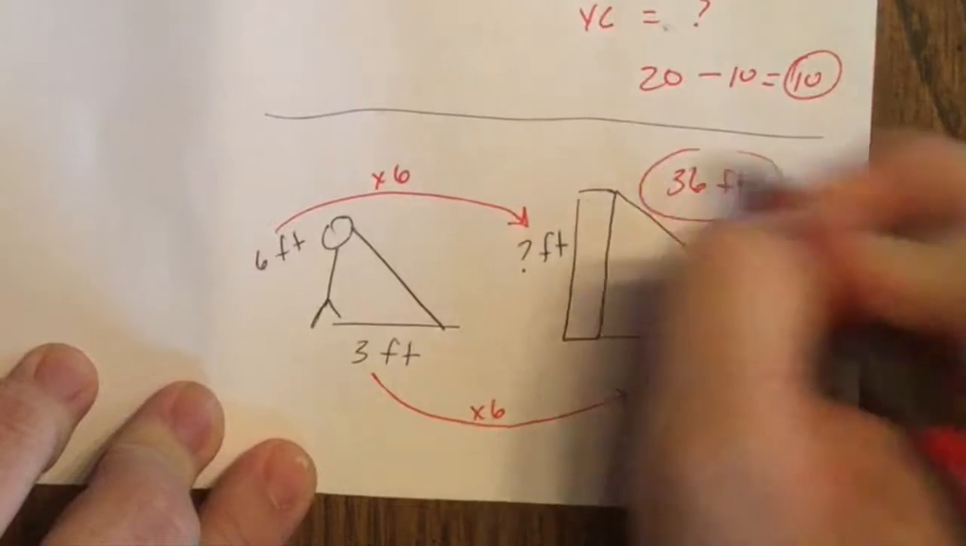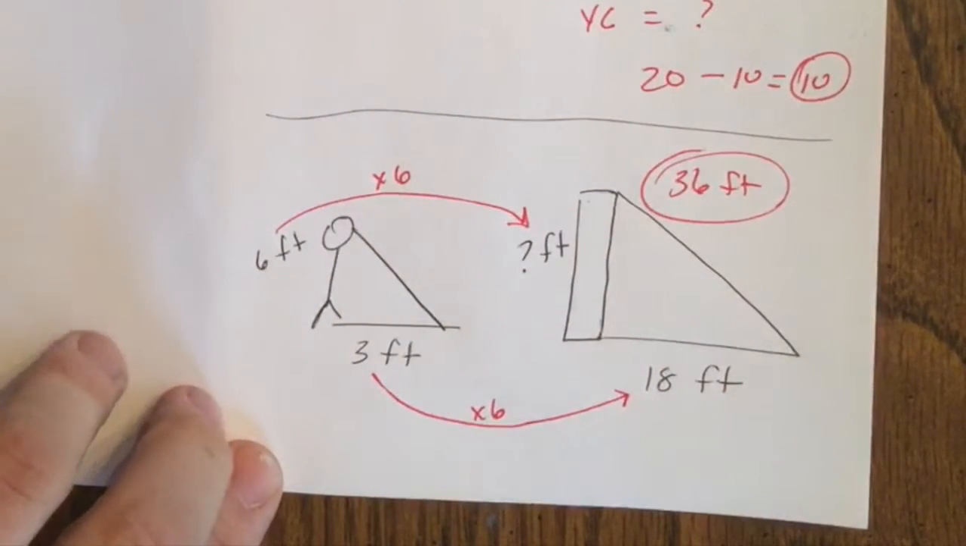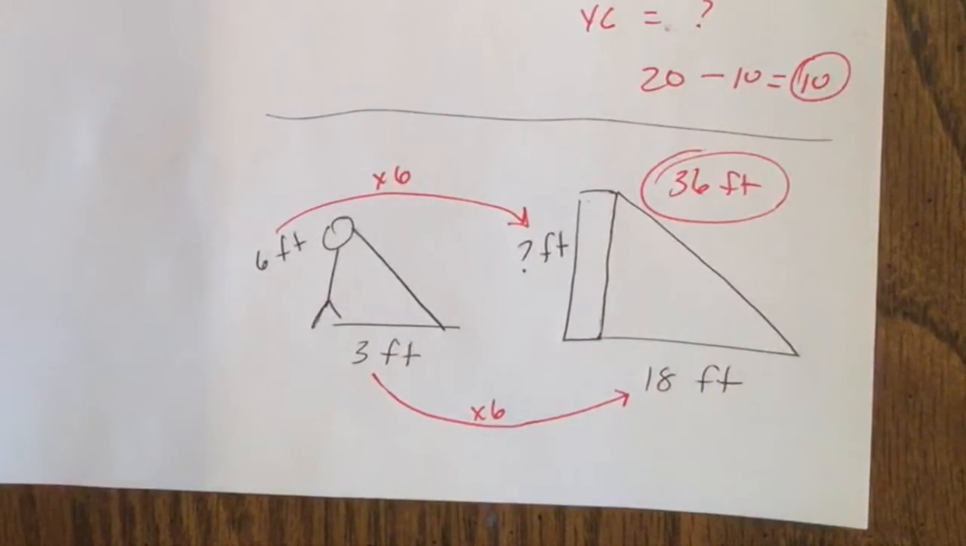here is 36 feet. So key things to solving applications of similar triangle problems: redraw the triangles. Draw the arrows to match corresponding sides.